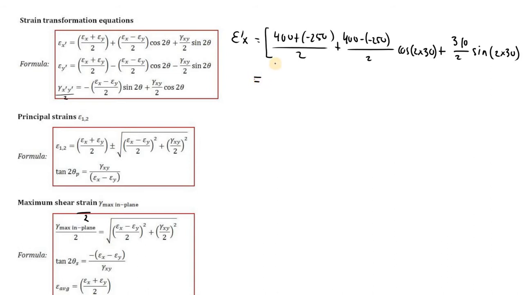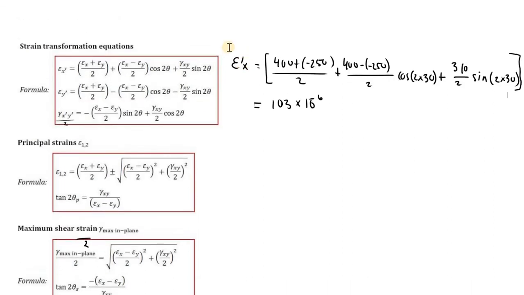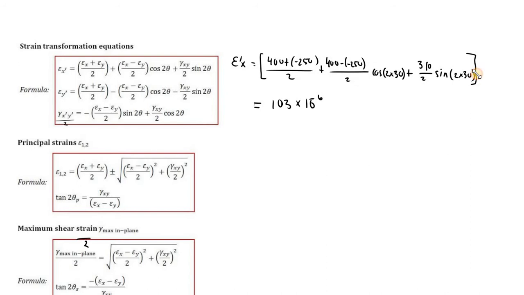What we'll find is that our transformed strain in the X direction is 103, and please don't forget that is times 10 to the minus 6. So I just left that out in this equation. Let me just add that in. I did run out of space, so I'm just going to make this equation a little bit smaller so we can fit that in on our page. There we go. Times 10 to the negative 6.